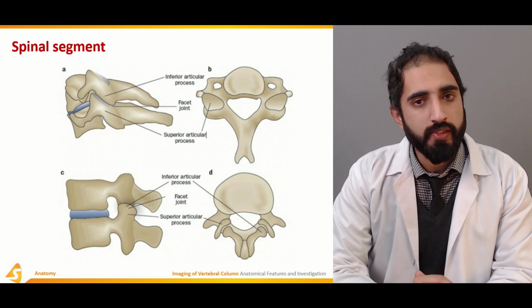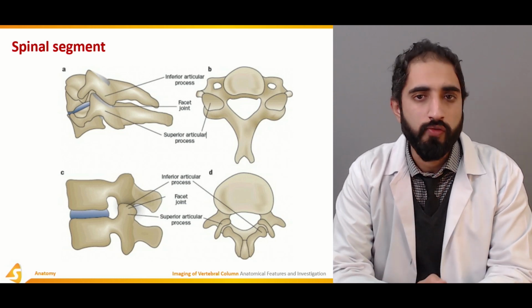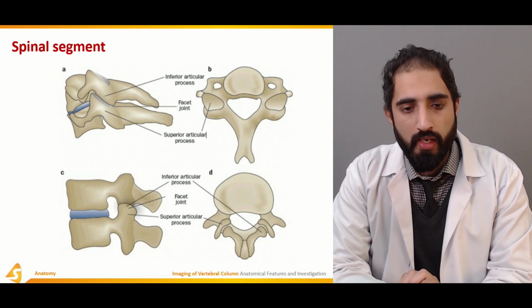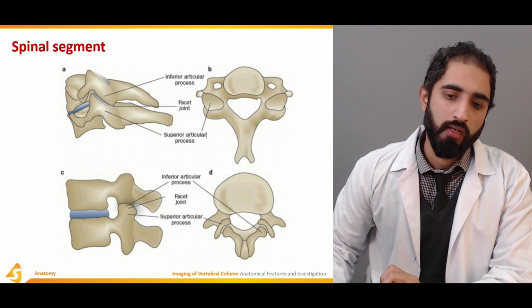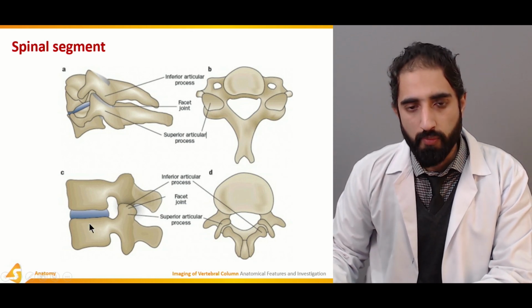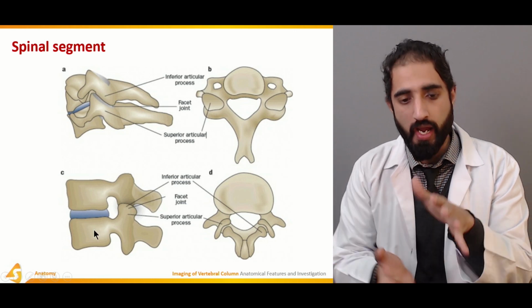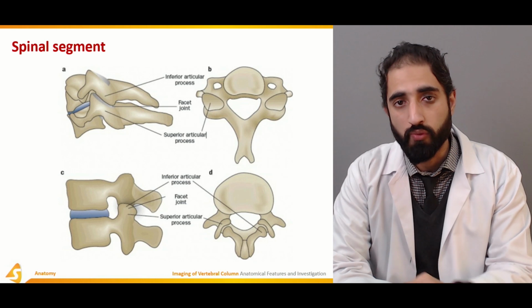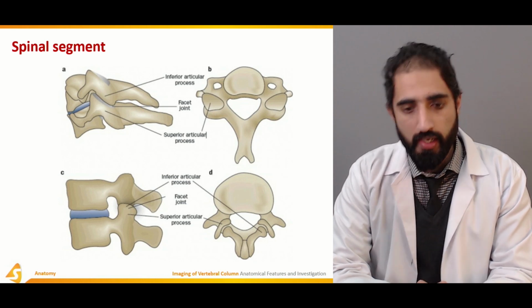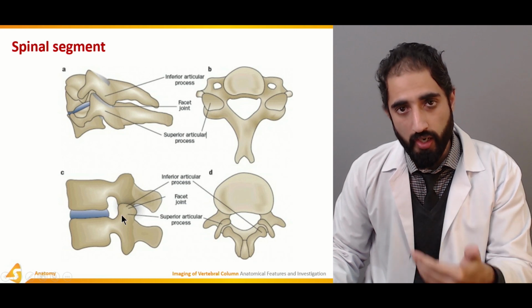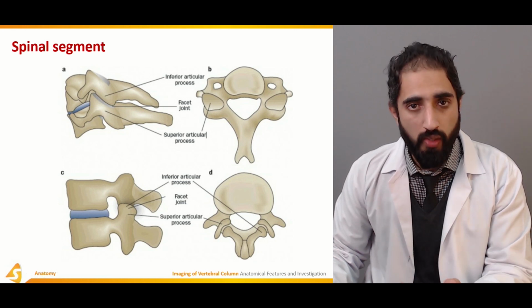Now, a spinal segment is actually a combination of two vertebrae which make a mobile segment. This mobile segment, for example, here we can see has two vertebrae. These are two vertebral bodies, and they are joined together by the intervertebral joint with an intervening intervertebral disc between them.